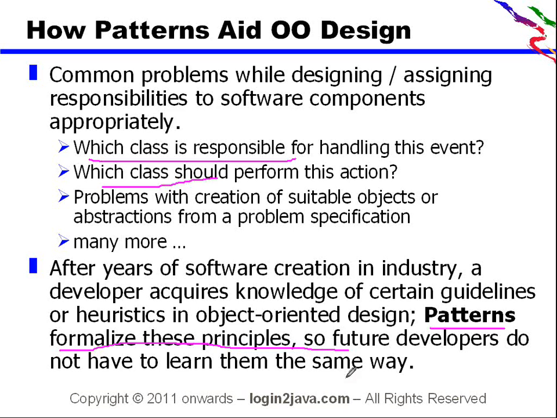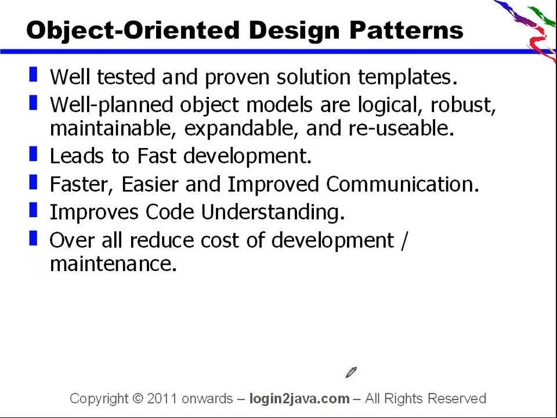As a developer, you come across many such situations, for example, connection pool, cache management, or producer consumer while using threading. For those situations there are patterns, and if you know those patterns, that knowledge helps you in creating robust code. Well-tested and proven solution templates, well-planned object models are logical, robust, maintainable, expandable, and reusable. So lots of advantages with design patterns. They lead to faster development, and easier and improved communication. This is one of the good advantages for design patterns.